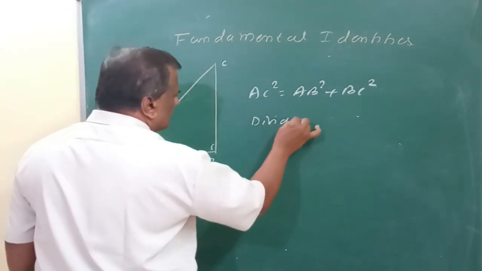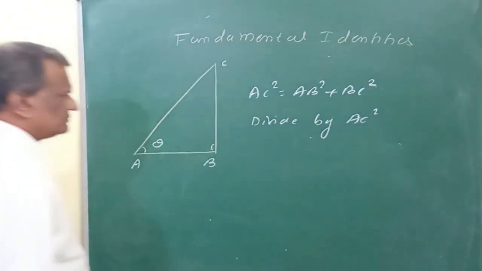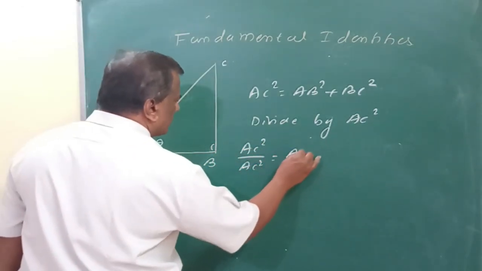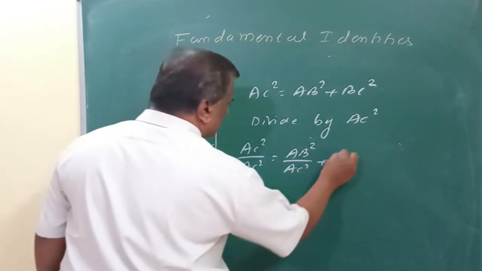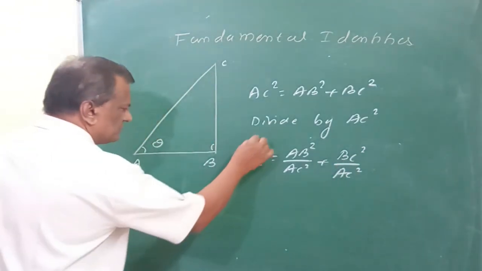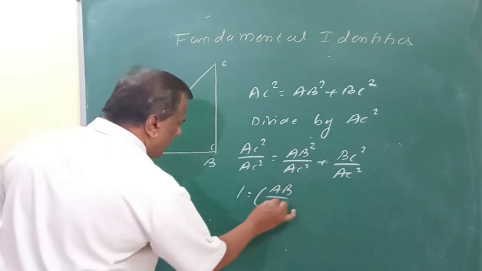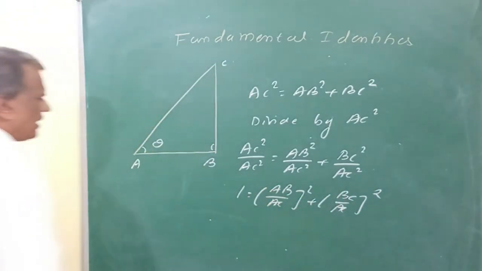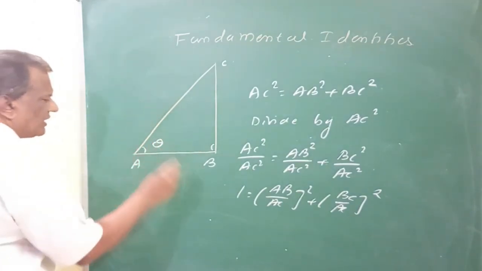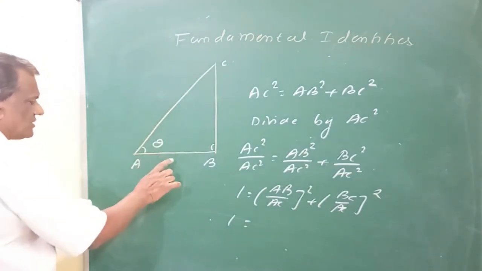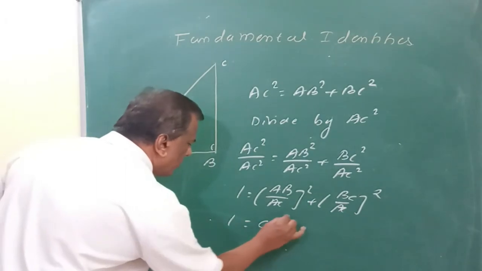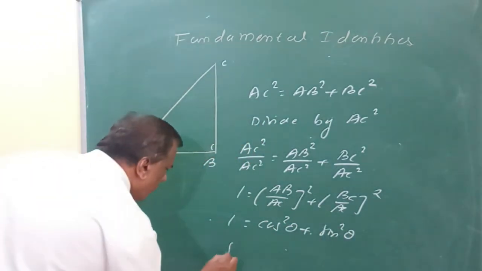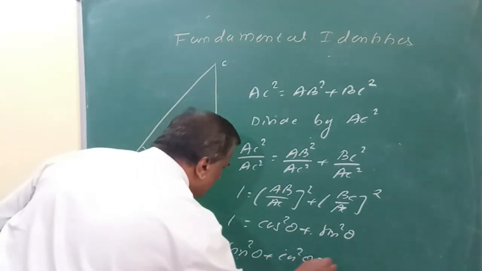What you do is divide throughout by AC square. So AC square upon AC square equal to AB square upon AC square plus BC square upon AC square. This will cancel, 1. Now what is AB upon AC? If you remember the definition, AB upon AC, that is adjacent upon hypotenuse, is nothing but cos theta square, cos square theta. Opposite upon hypotenuse, sine theta square, sine square theta. So this is sine square theta plus cos square theta equal to 1.